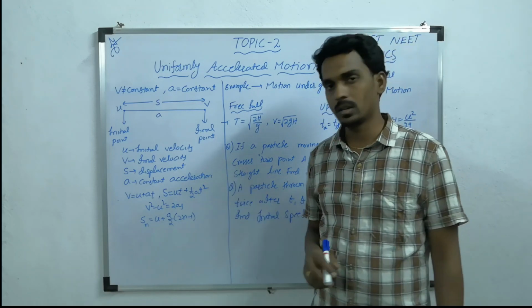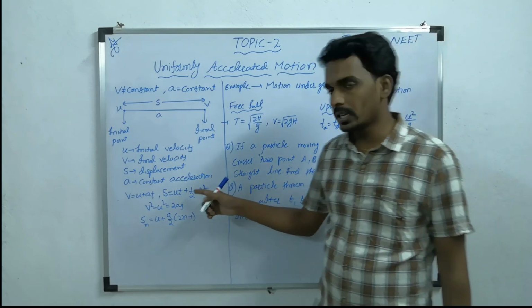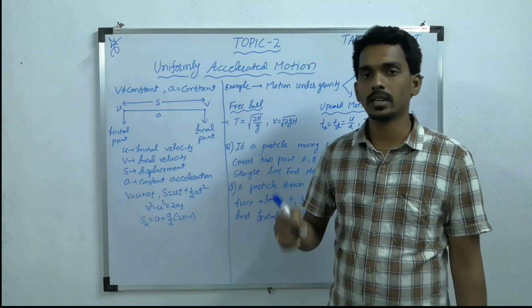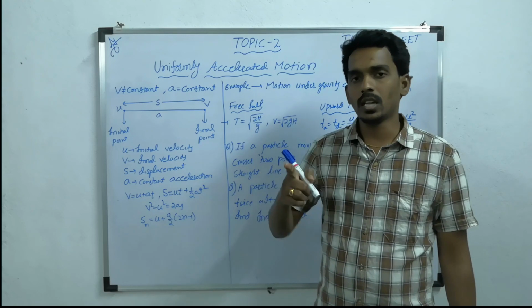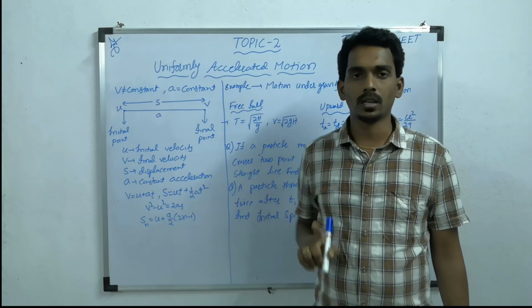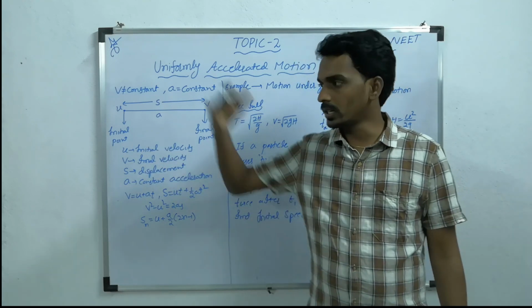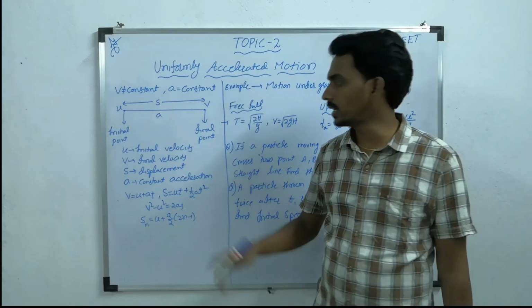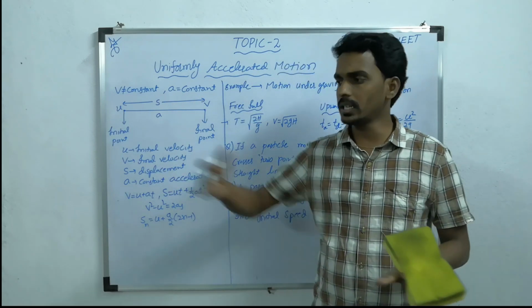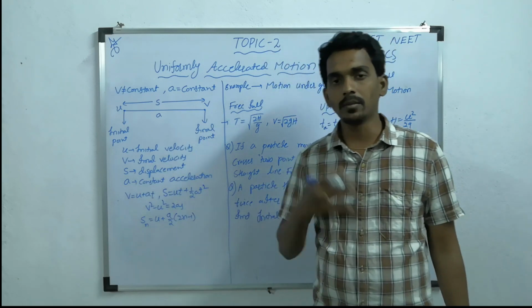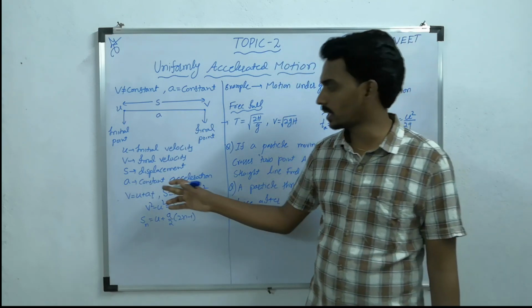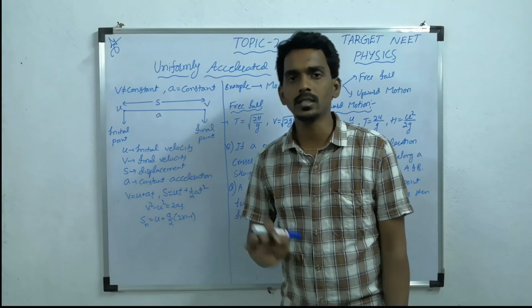What are those equations? Those are the equations or formulae related to these quantities. What is the initial point and what is the speed at that point? U. And what is the final point and what is the speed at that point? V. And what is the displacement covered from initial to final position? S. And with what acceleration the body is moving, that is A.